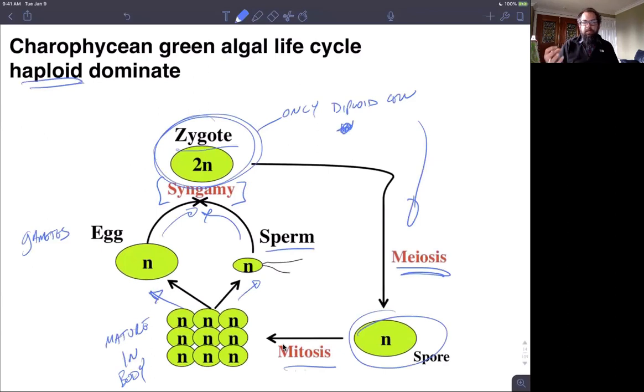And so this has a haploid dominant life cycle where the zygote is the only diploid part. That zygote can hang out for a while, but when it's time to grow into another individual, we immediately undergo meiosis and produce spores. Those spores germinate and form through mitosis the main plant body.